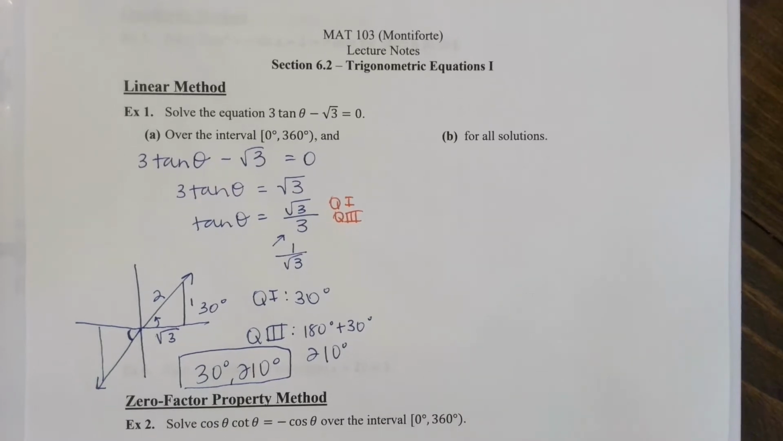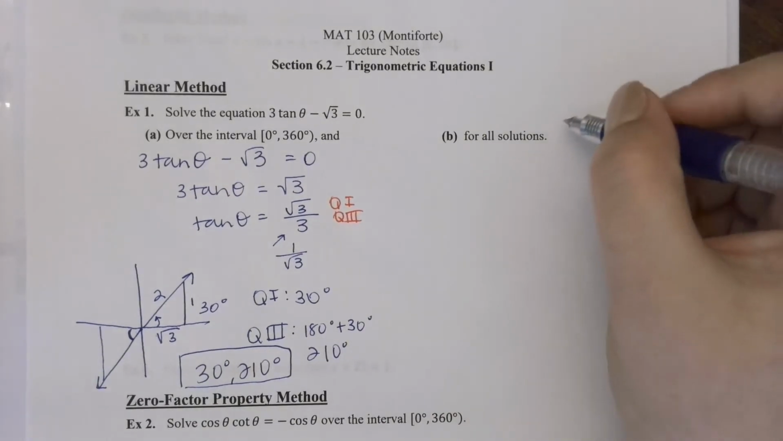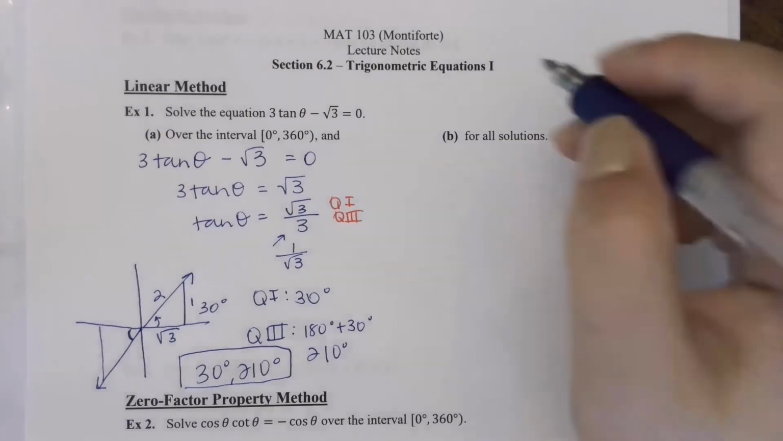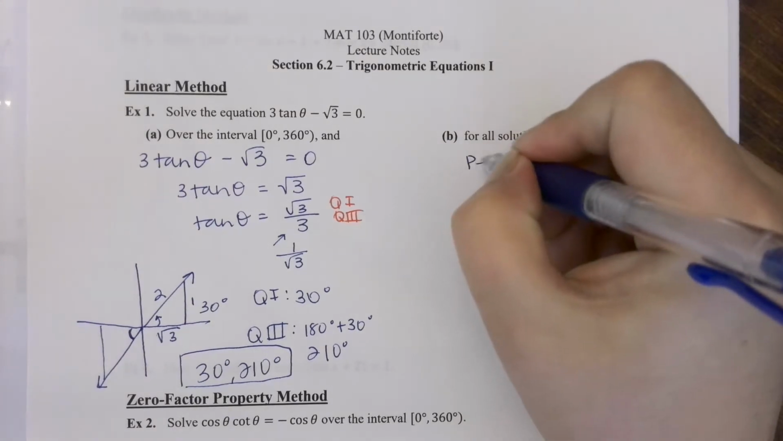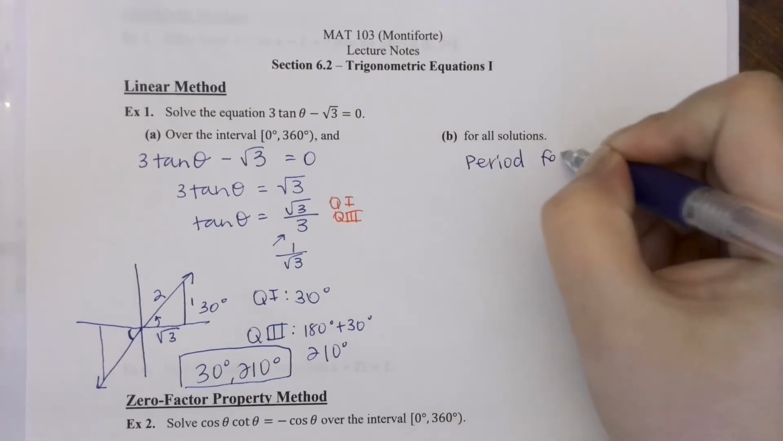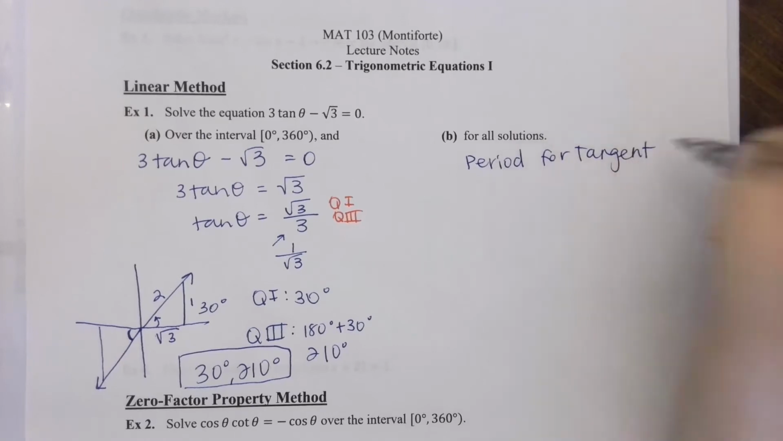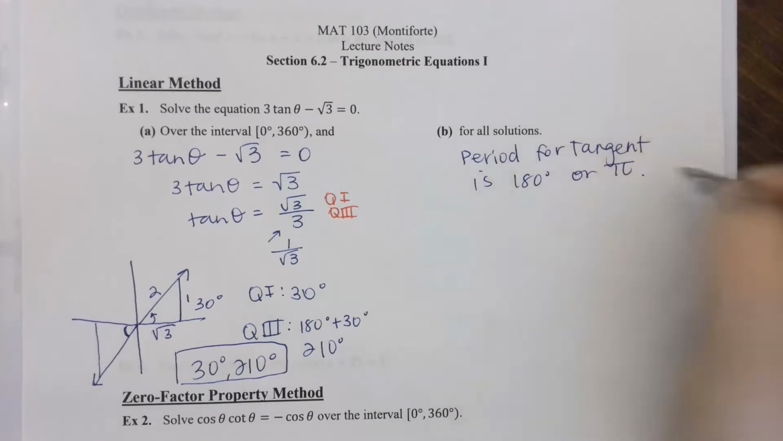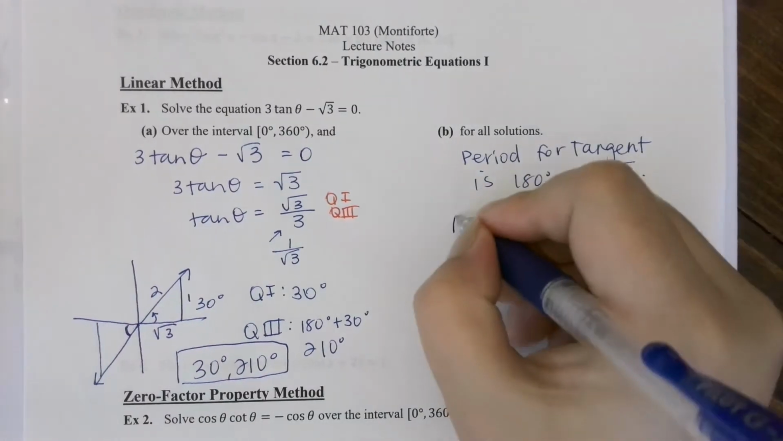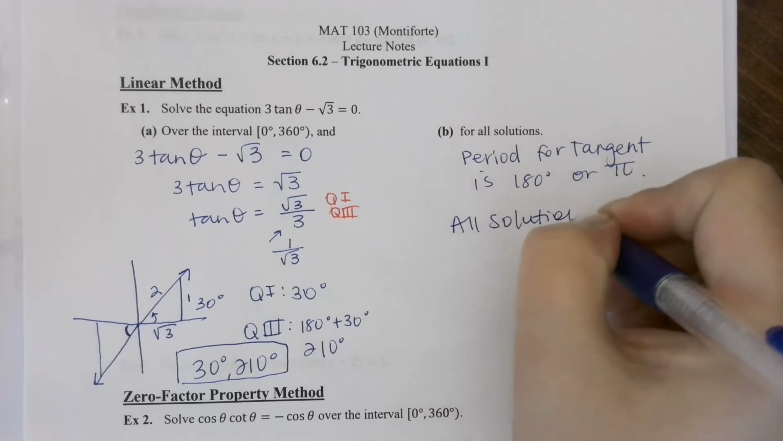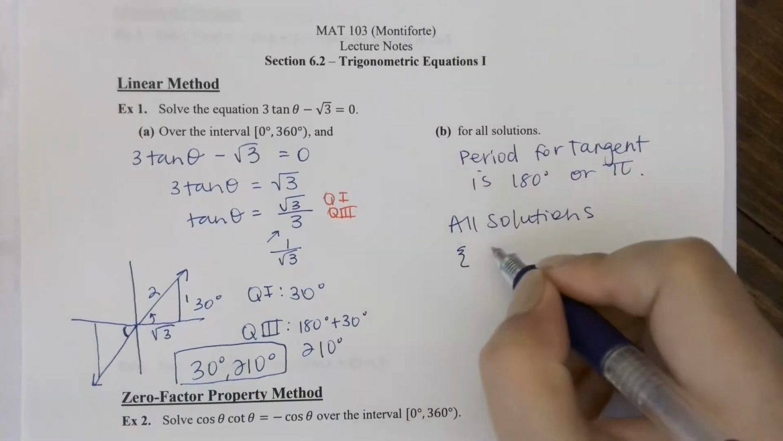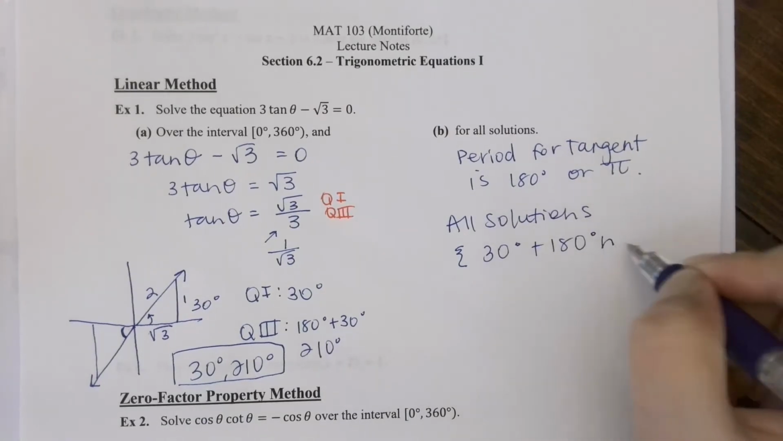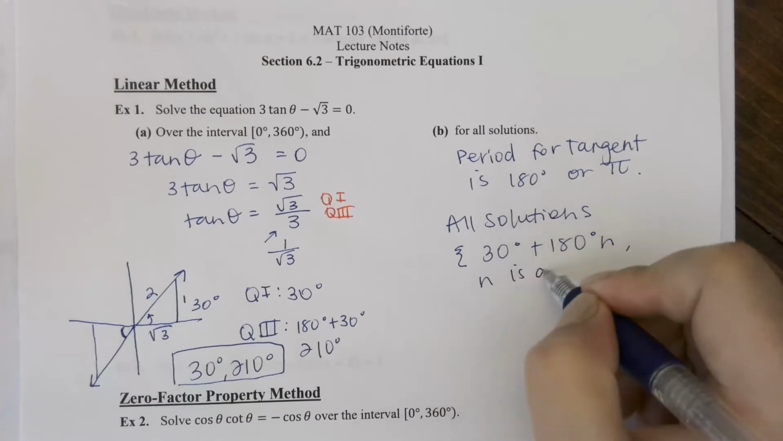Okay, for all solutions, so we're not restricted to 0 degrees and 360 degrees. A period for tangent is 180 degrees or pi. So that means that all solutions would be 30 degrees plus 180 degrees times n, where n is any integer.